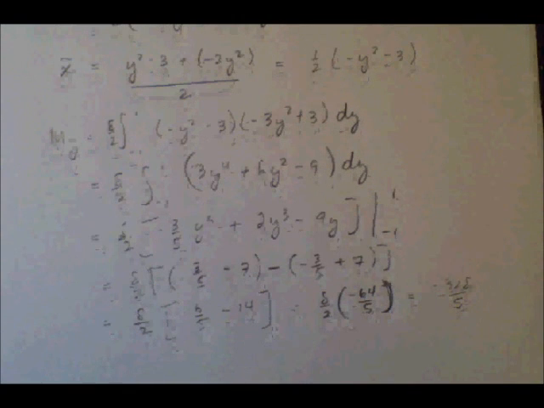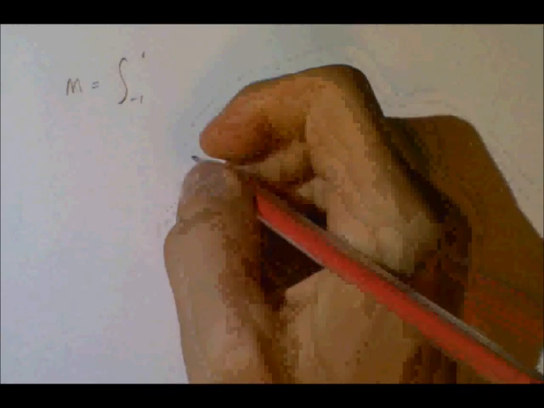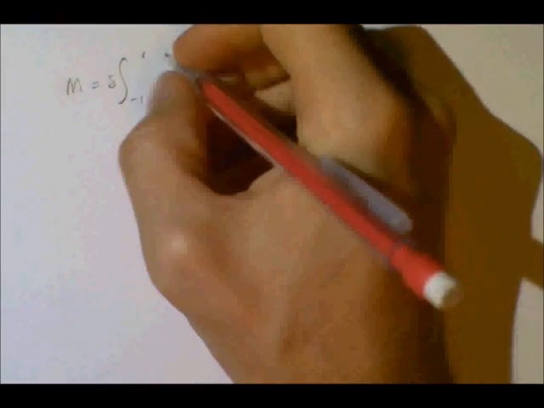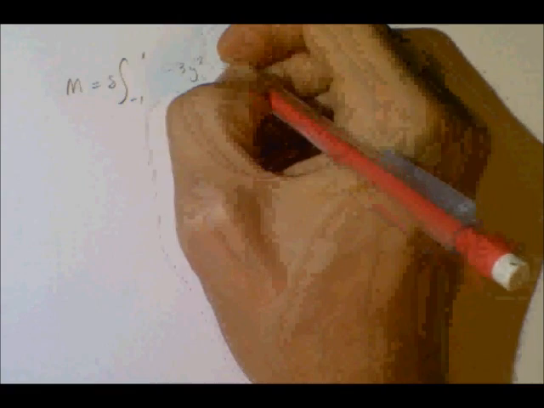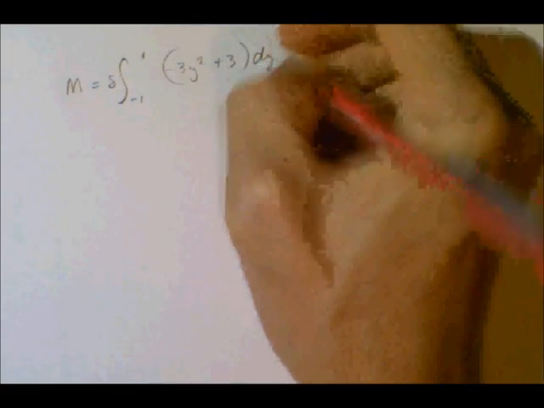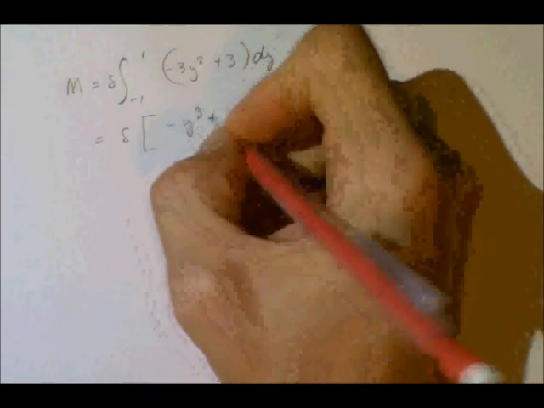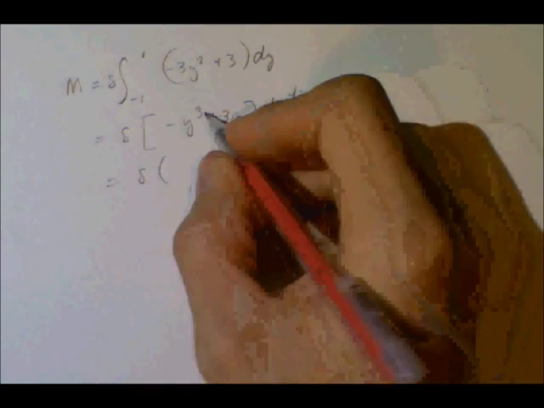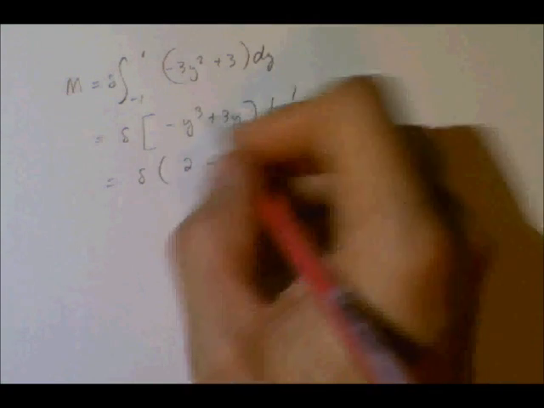Well, let's do that. M is the integral from -1 to 1 of dm being delta, which is a constant, times -3y squared plus 3 dy. Anti-differentiate, you get minus y cubed plus 3y running from -1 to 1. Plug in 1, you get 2. Subtract what you get when you plug in -1, which is -2.